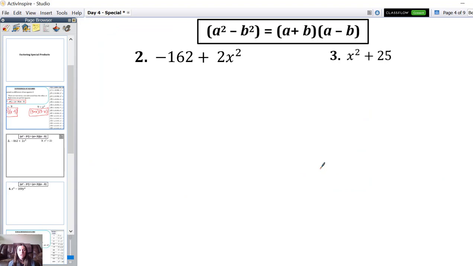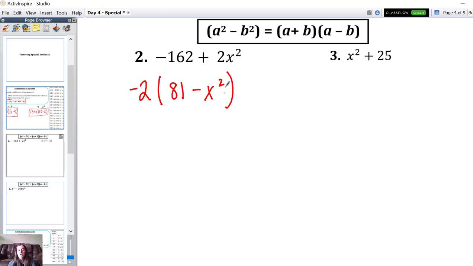Let's look at some more. I've got negative 162 plus 2x squared. 162 is not a perfect square. 2 isn't even a perfect square. So I need to take out the GCF first and then see what's left over. If I want to keep everything in the same order, I'm going to take out a negative 2. So now I have negative 2 on the outside. Negative 162 divided by negative 2 is positive 81, and then minus x squared.